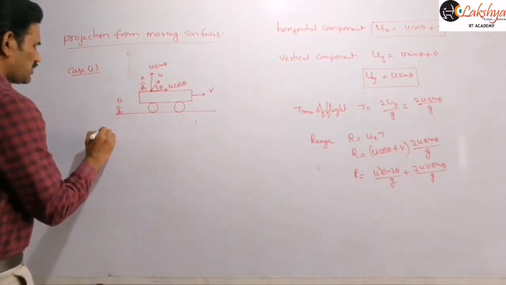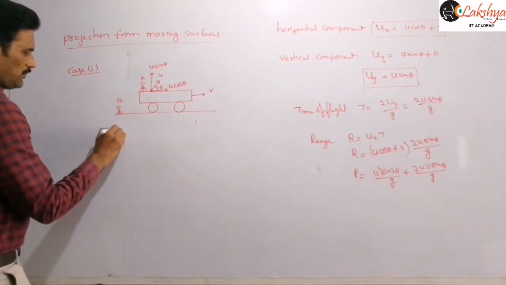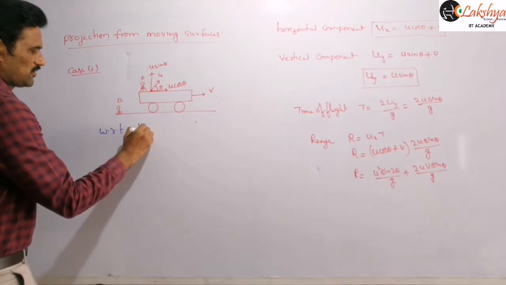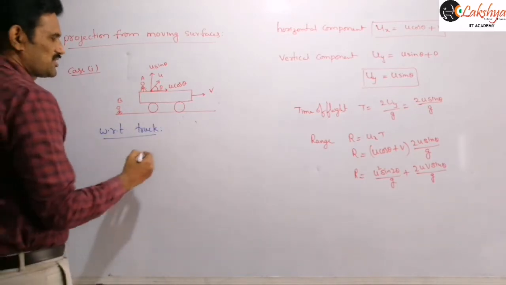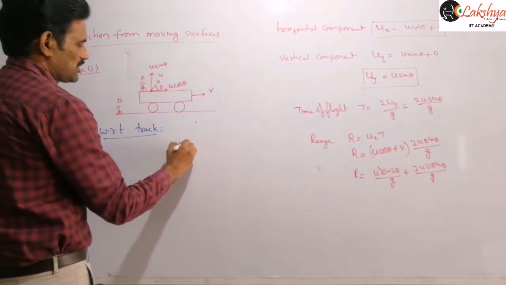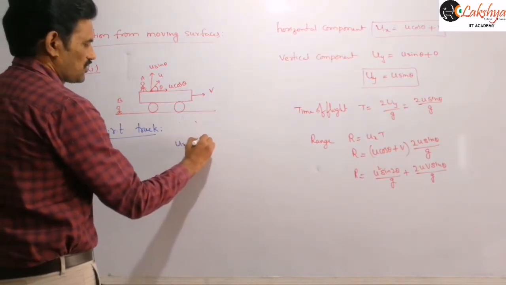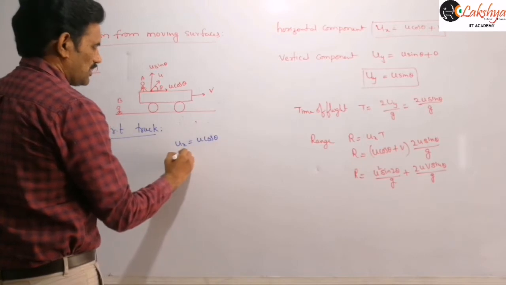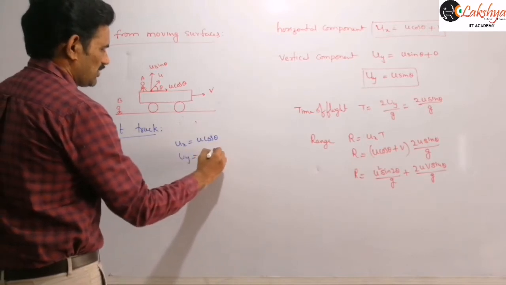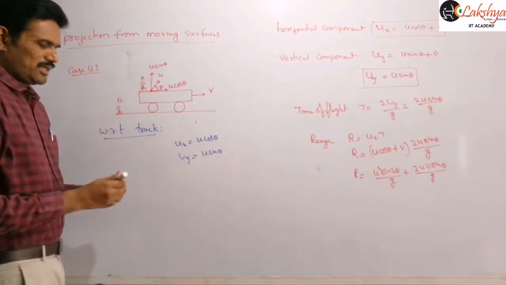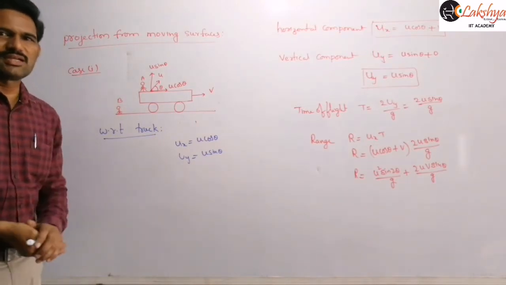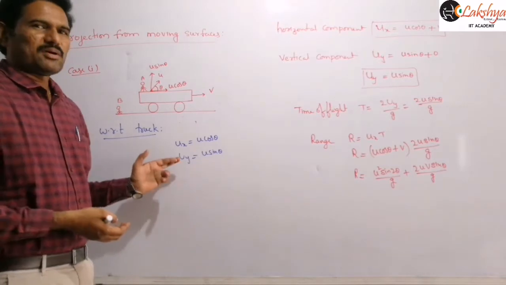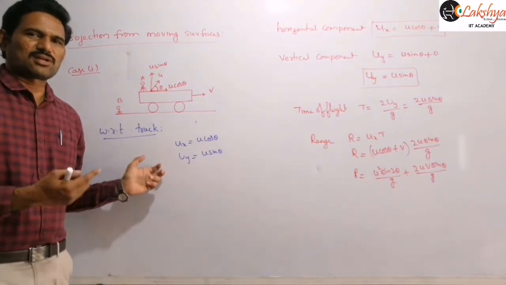So with respect to the truck, if I write with respect to the truck, now this horizontal component is nothing but ux is equal to u cos theta only, and uy is equal to u sin theta only. And again, as the velocity of the object is making a certain angle theta with the horizontal, the path followed by the object with respect to the truck is also a parabola.